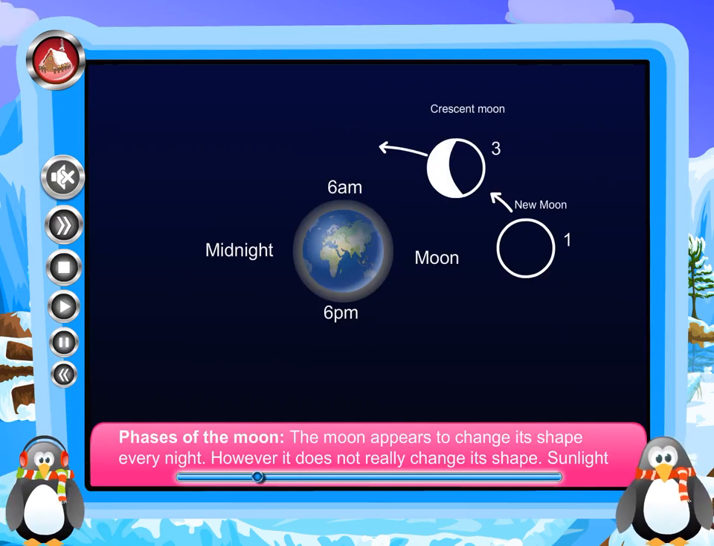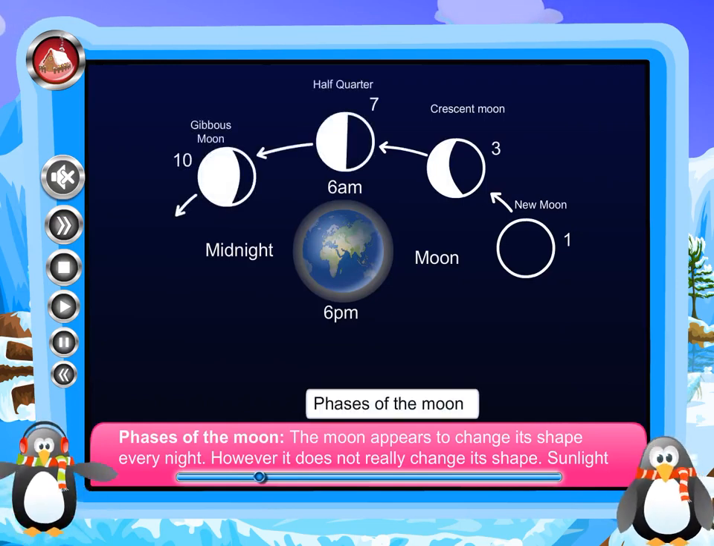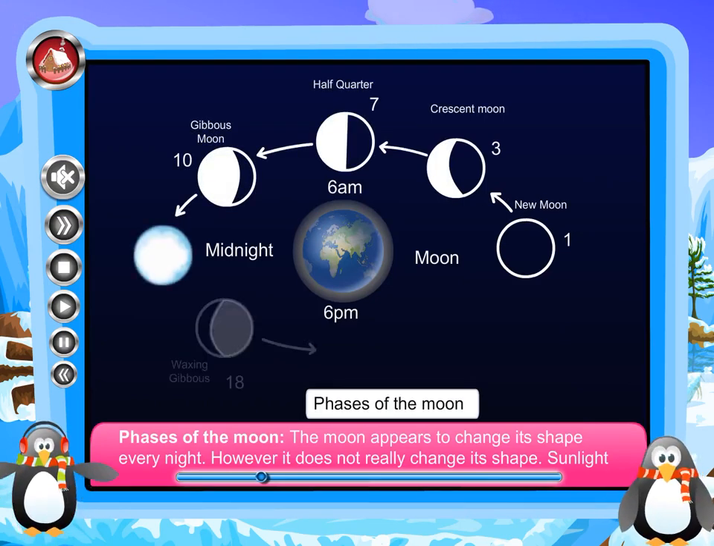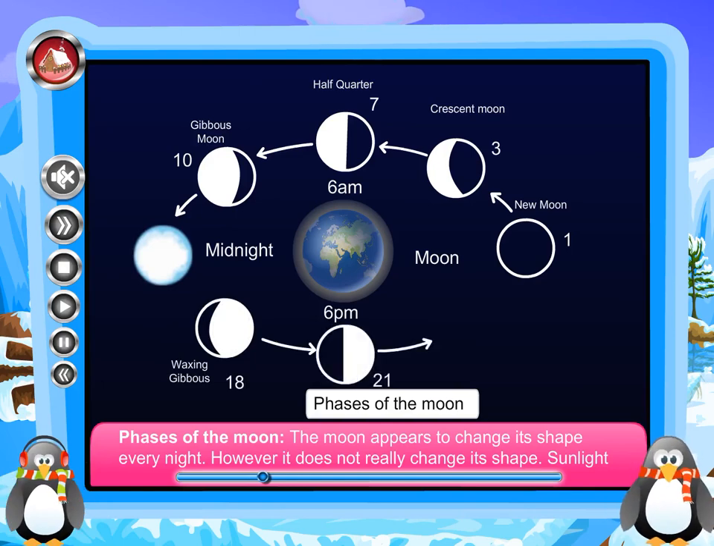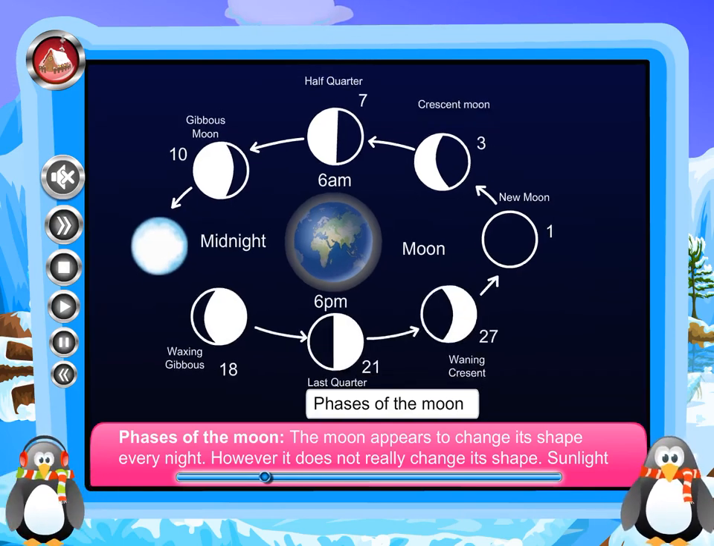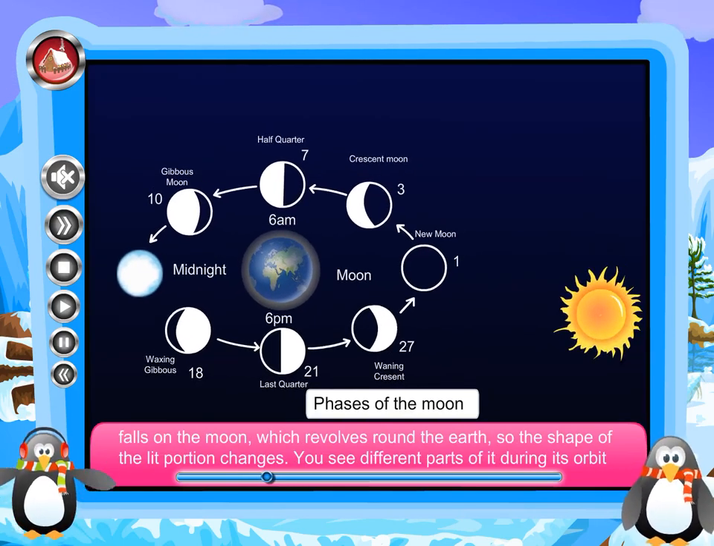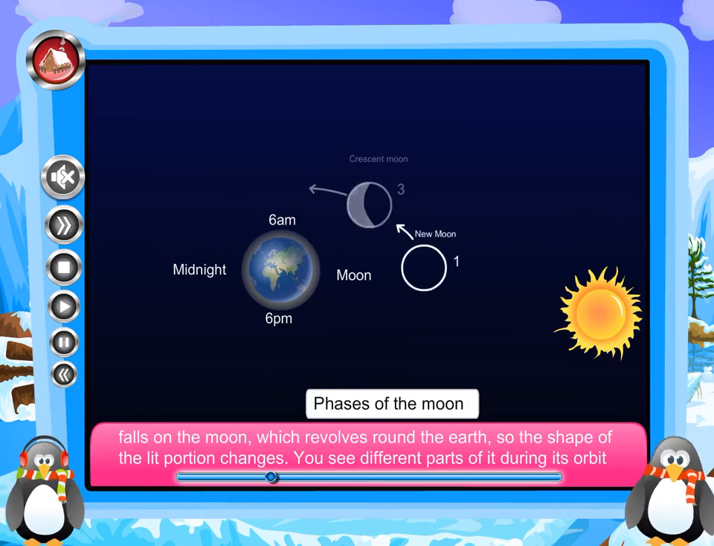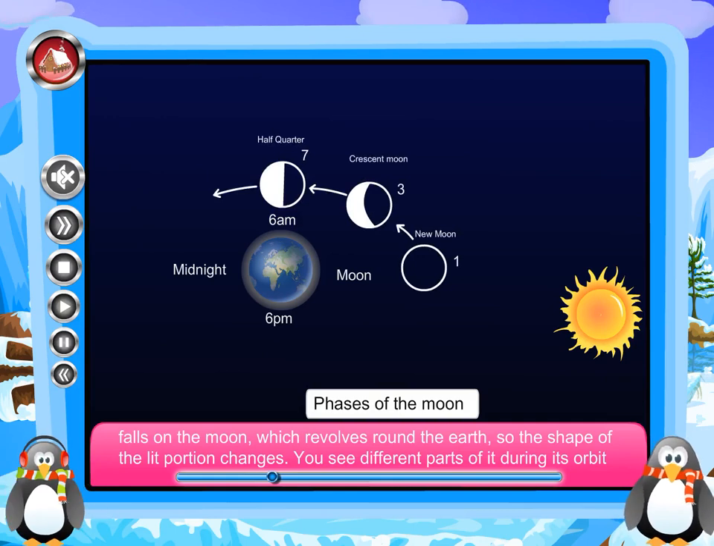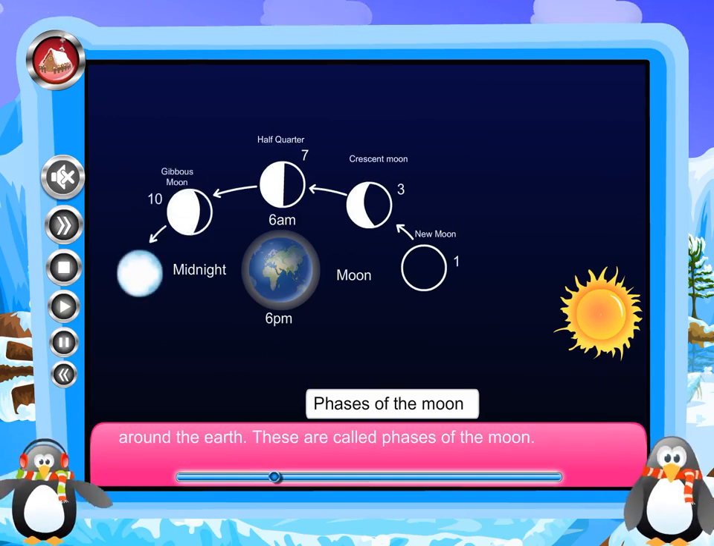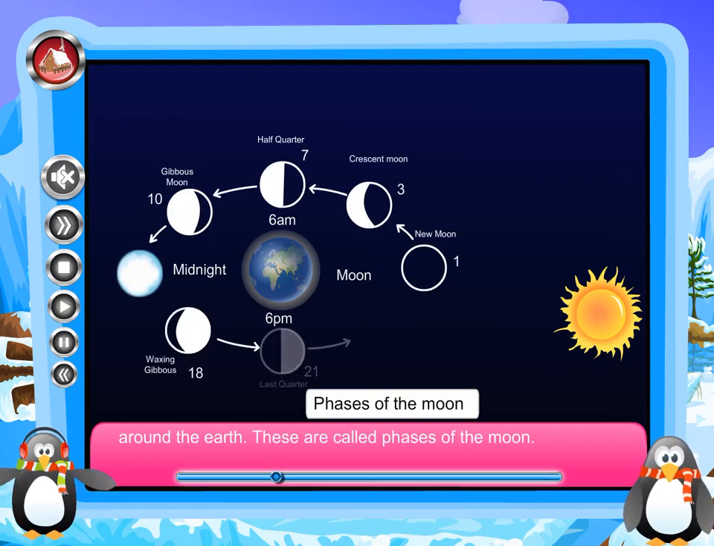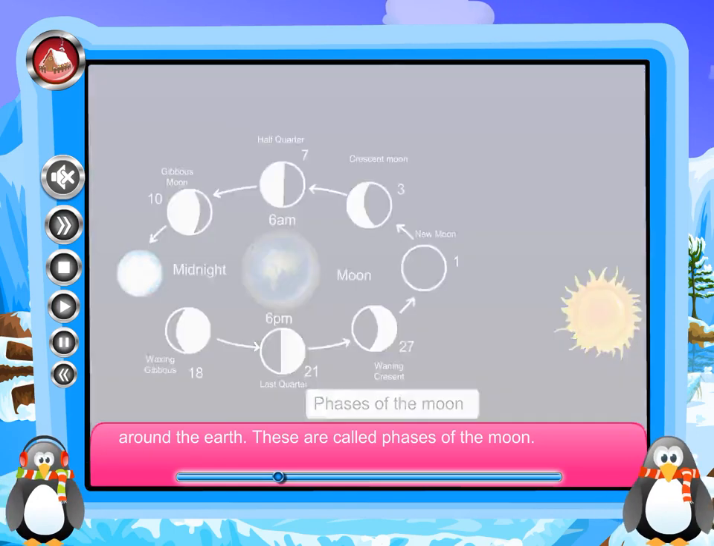Phases of the Moon. The Moon appears to change its shape every night. However, it does not really change its shape. Sunlight falls on the Moon, which revolves round the Earth, so the shape of the lit portion changes. You see different parts of it during its orbit around the Earth. These are called phases of the Moon.